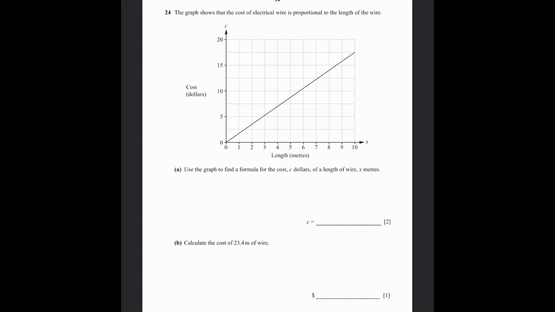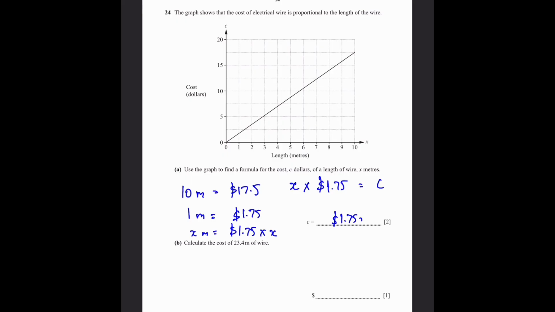So the cost for 10 meters is equal to $17.5. 1 meter will be $1.75. For X meters, we can multiply by X on both sides. That means X meters gives 1.75 into X, and X meters into 1.75 gives the cost. That's the answer. That means 1.75x.